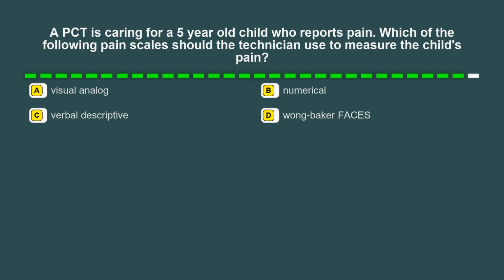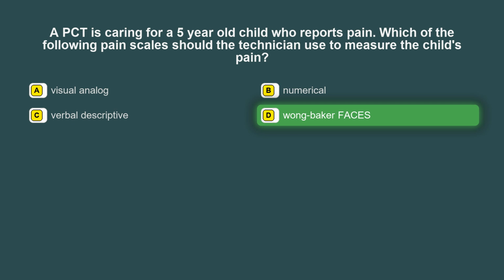Question 8. A PCT is caring for a 5-year-old child who reports pain. Which of the following pain scales should the technician use to measure the child's pain? Option A. Visual analog. Option B. Numerical. Option C. Verbal descriptive. Option D. Wong-Baker faces.